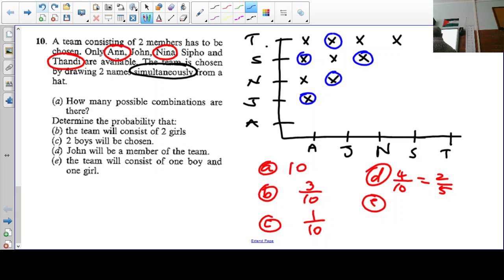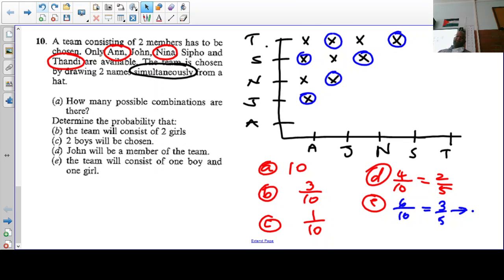Okay, number 4, Sipo and Tandi. That's another option. You all agree with that? So that's 1, 2, 3, 4, 5, 6. So that will be 6 out of 10, which is 3 out of 5. Alright. Sorry again, once again on that question. Our interpretation is messed up because of that word, simultaneously. It means it happens at the same time. The draw is happening at the same time. Alright, any other confusion here, people?